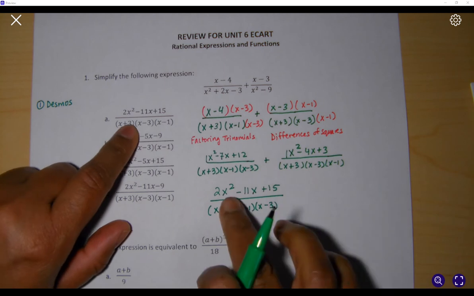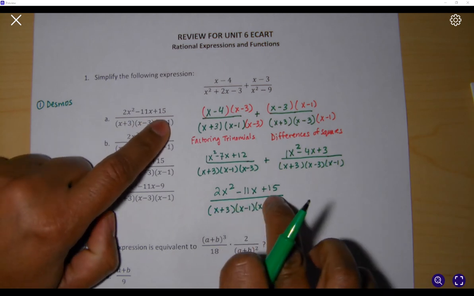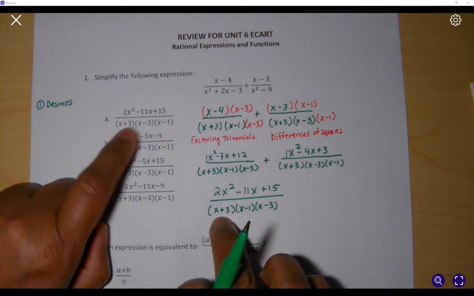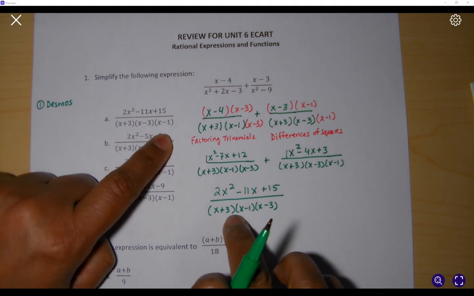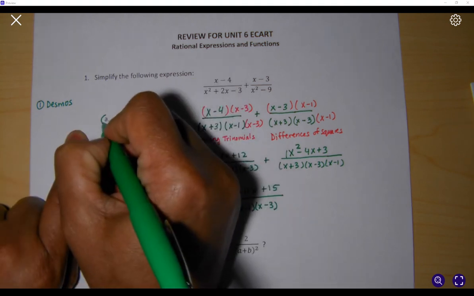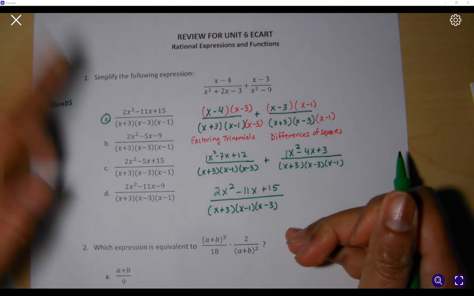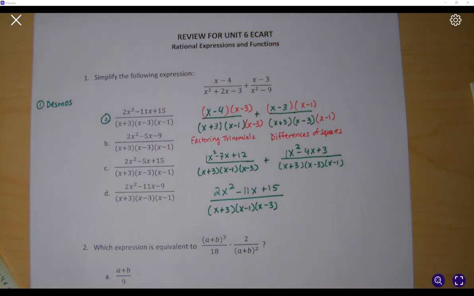So here you have 2x squared minus 11, yeah? And then the denominator, x plus 3, x minus 3, and then x minus 1. So it is a. Now that's a long process. It took me like, what, 6 minutes to do this? That's okay. I will show you how you can maybe find your answer a lot faster in Desmos.